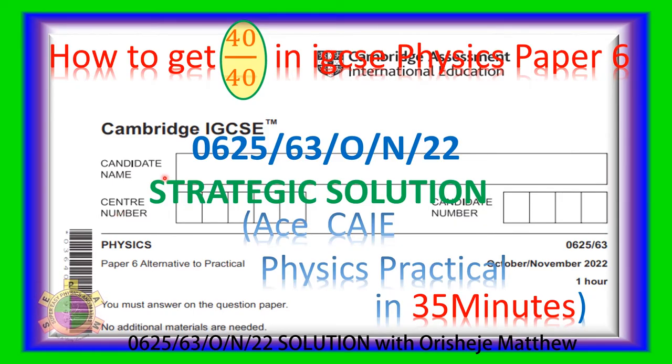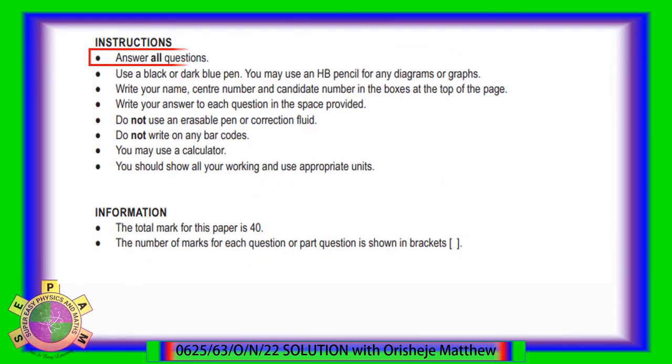Today we are looking at the solution to Cambridge IGCSE Alternative to Practical, Variant 3, October-November 2022. This is a strategic solution that will help you to ace Cambridge Physics Alternative to Practical in 35 minutes. Total duration for the practical exam is 1 hour. You are expected to answer all questions, and the total mark for the paper is 40 marks.